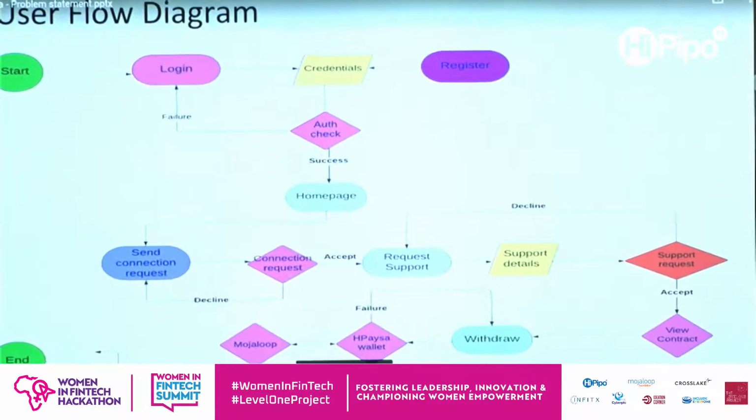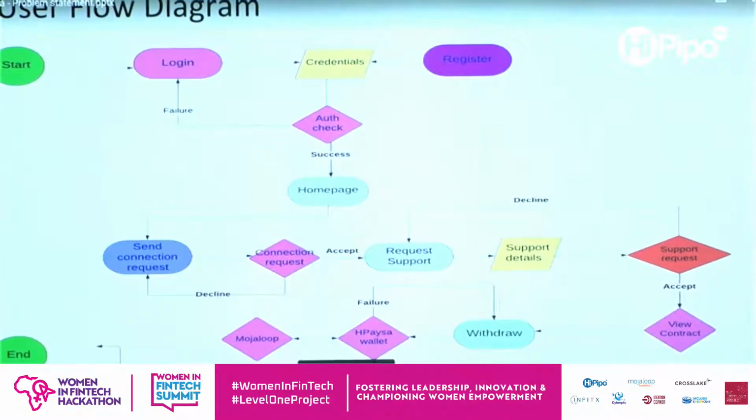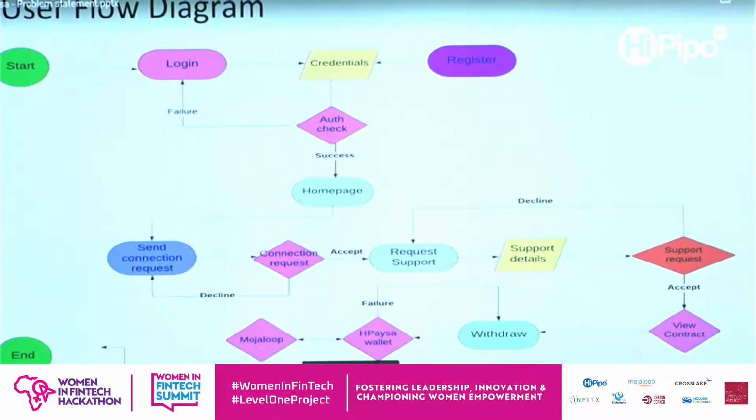Our user flow diagram: you can log in if you have an account, and if you don't have an account, you register. Then the authorization, the credentials you've provided are checked. If it's a success, you are redirected to the homepage. If it's not, you are redirected to login again. Once you're in the homepage, you send a connection request to the person you want to borrow money from.